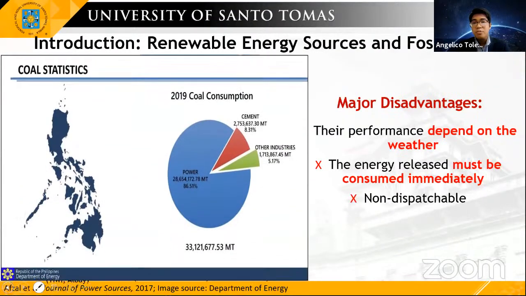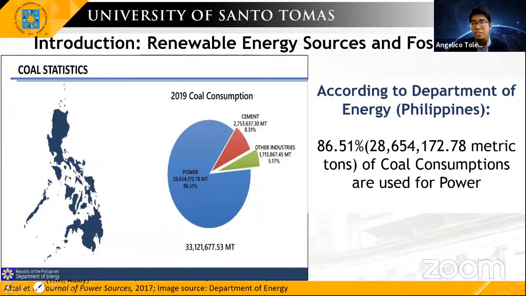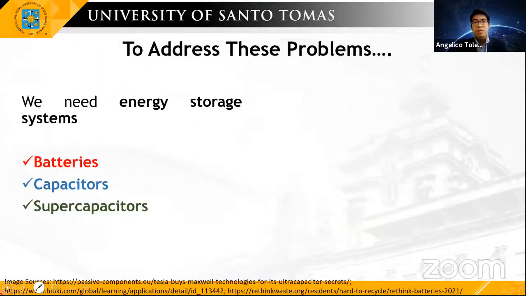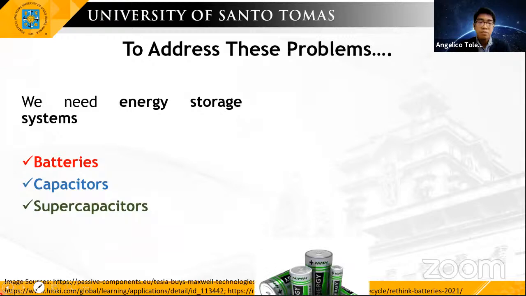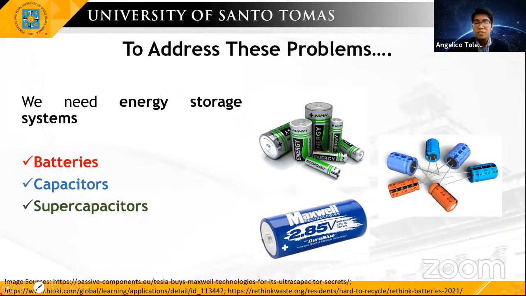Another energy source that we heavily rely on are the fossil fuels, particularly coal. According to the Department of Energy in the Philippines, more than 29 million metric tons of coal are consumed for power. However, they have major disadvantages. One, global warming due to CO2 emissions. Number two, increasing energy costs and consumption of fuels. And lastly, pollution. So to address these problems, we need energy storage systems such as the batteries, capacitors, and the topic for today, the supercapacitors.